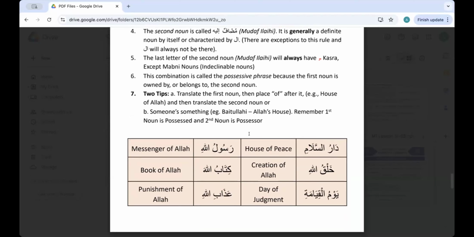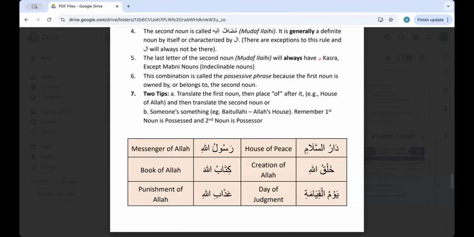Khalqullahi. Khalqu is mudaf. It has no tanween and does not have an al. And Allahi is mudaf ilayhi, so it is majroor. Okay, and the next one.